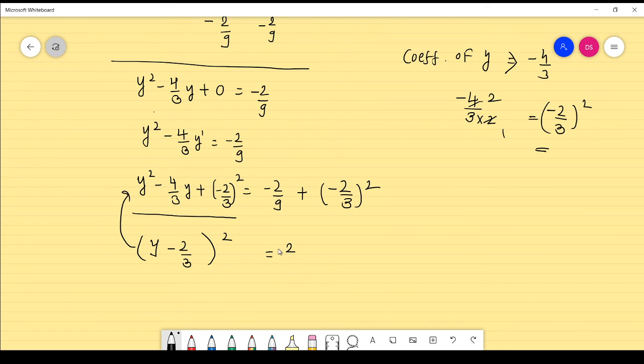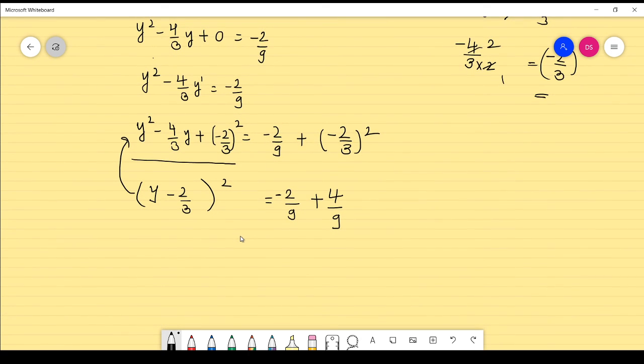That will be equal to minus of 2 by 9 plus square of minus 2, that is equal to 4, and square of 3 will become 9. Now we got the solution. Writing the same term, minus of 2 by 3 whole bracket square. Now simplify: the denominators are the same, so the numerators get subtracted. 4 minus 2 is equal to 2, divided by 9. So 4 minus 2 is 2 by 9.